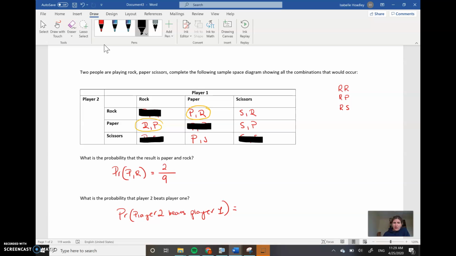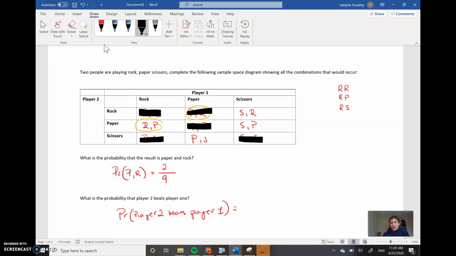The next one, we've got player 2 plays rock, player 1 plays paper, so player 1's going to win. Then we've got paper versus scissors. Now, in this case, player 2 is going to win because they've beaten paper with scissors. And then from there, we've got scissors and rock.